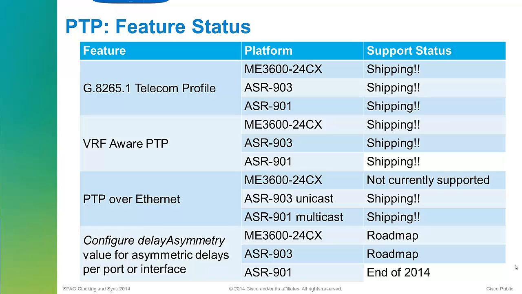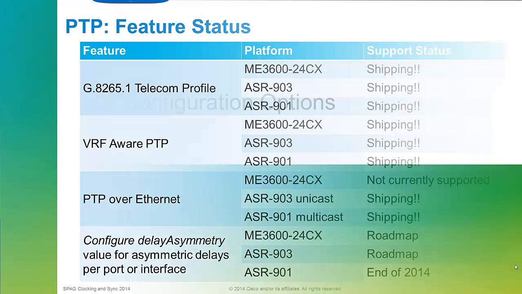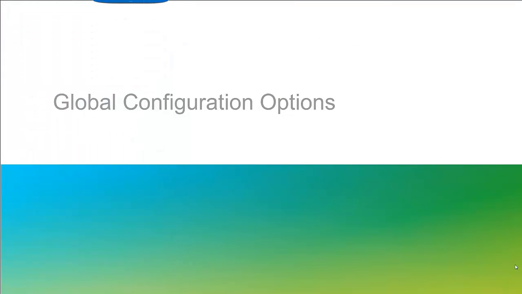So the 901 makes more sense because that's normally connected right at the edge of the network. So that tends to be the last slave in the chain, and so that's where it's most important. So just to give you an idea of the end-to-end features that we support. As I said, most of the platforms have very similar support. The only differences are really where, in the hardware, it makes no sense to support it.